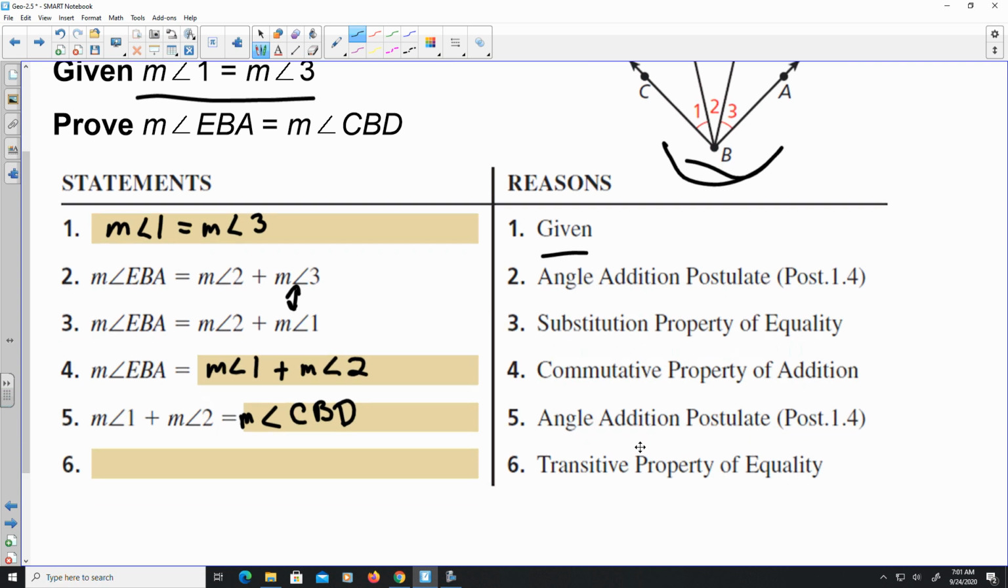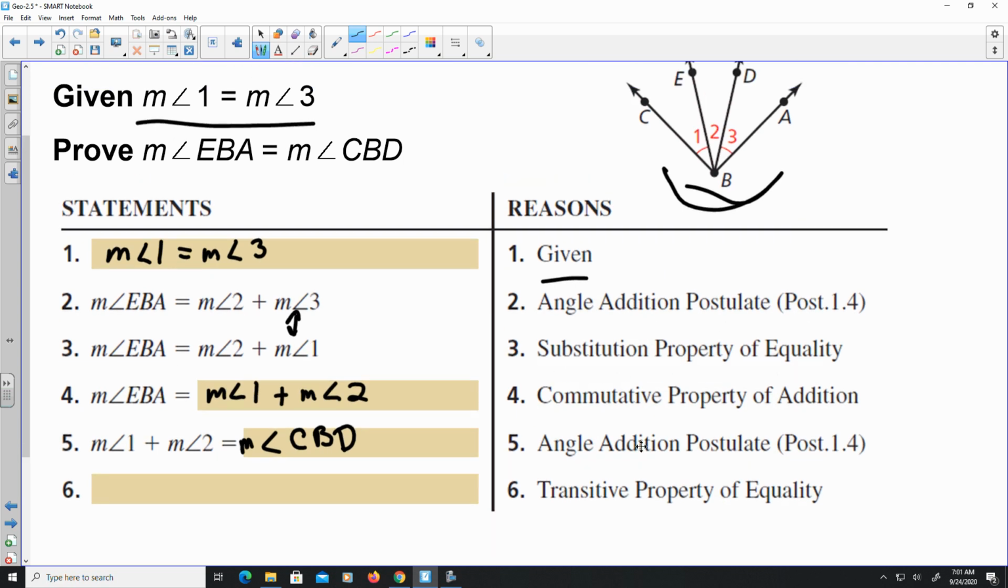And then the final step is the proof: the measurement of EBA is equal to the measurement of angle CBD because of the transitive property. Because if you noticed, both these two values here are the same, that means that these two values can be equal. That's where the transitive property comes into play.